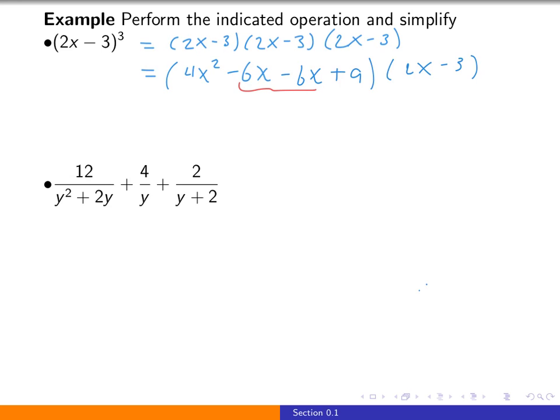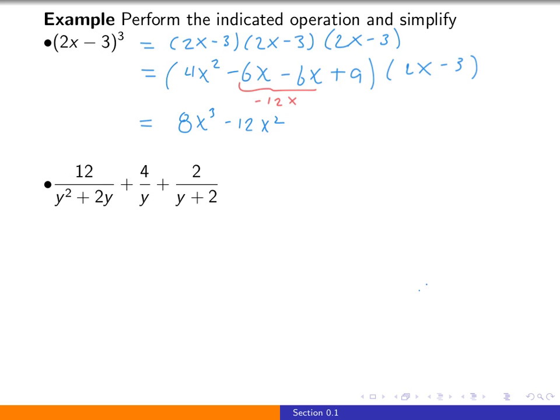And note that the two middle terms here combine together to be minus 12x. And now we are going to essentially do exactly the same thing again. What we are going to do is look in our first set of brackets, and we're going to take the 4x squared and multiply it by the 2x and the minus 3. So that will give us 8x cubed minus 12x squared. Then we take the minus 12x and multiply it by both of those quantities as well.